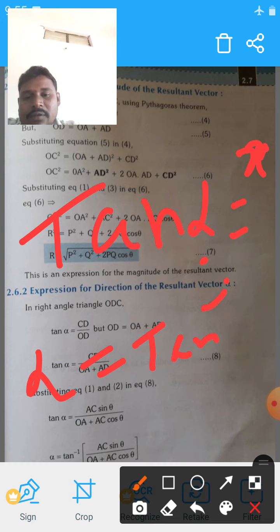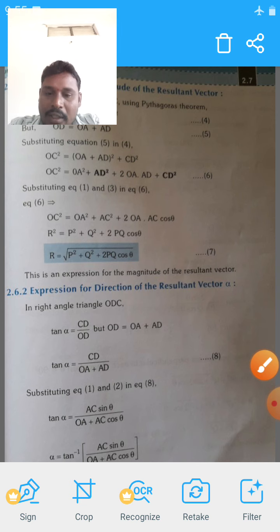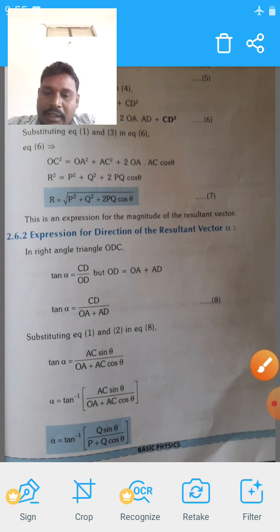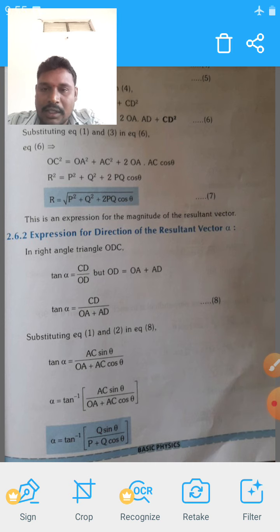Tan inverse of x, we write like this. So in the place of x, what is there? Alpha is equal to tan inverse. This tan is coming to the right side, then tan inverse of Q sin theta by, in the place of OA is P and AC is Q, sin theta by P plus Q cos theta. This is the way we derive the expression for the direction of the resultant vector alpha.